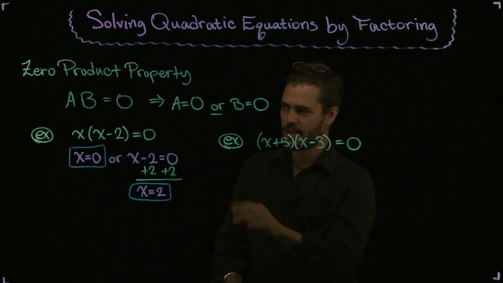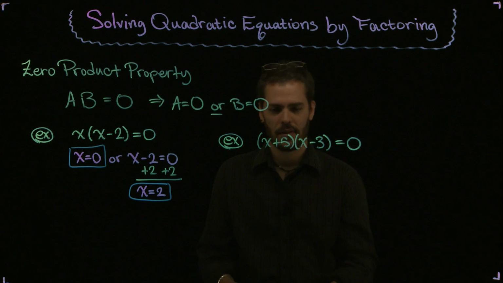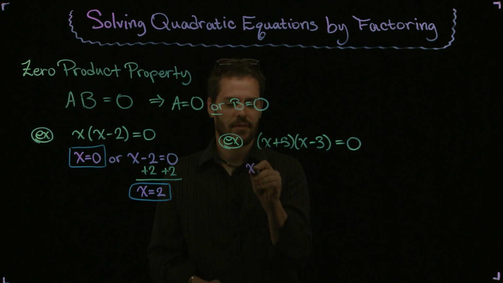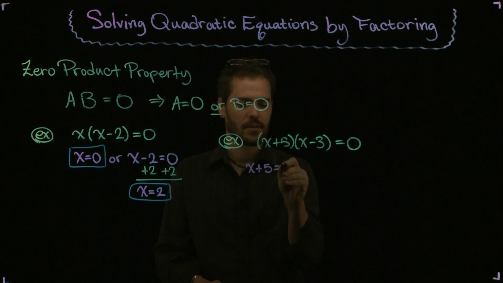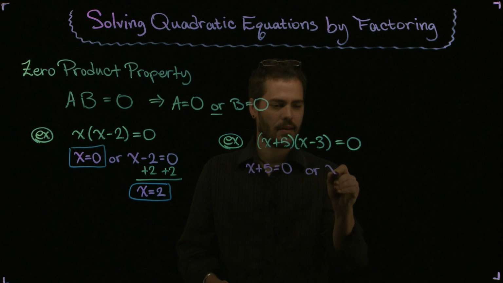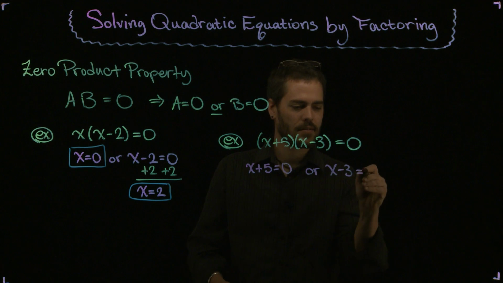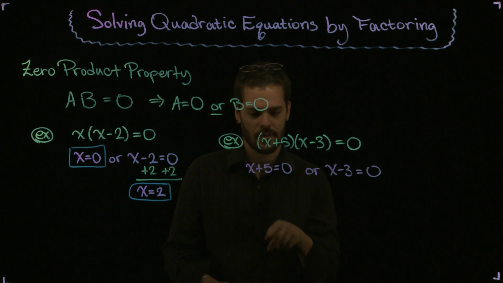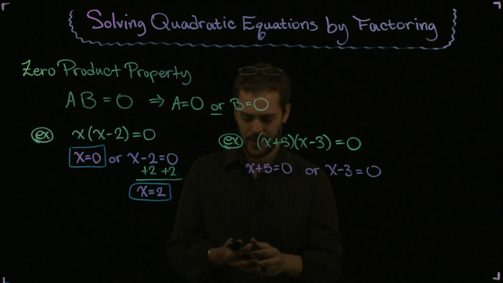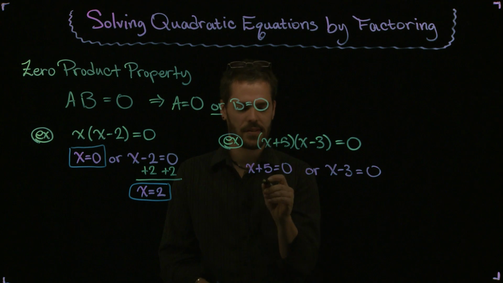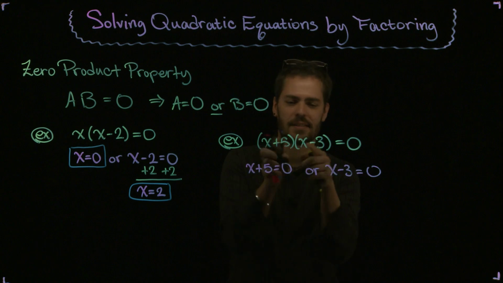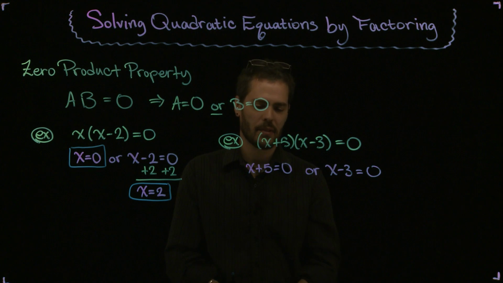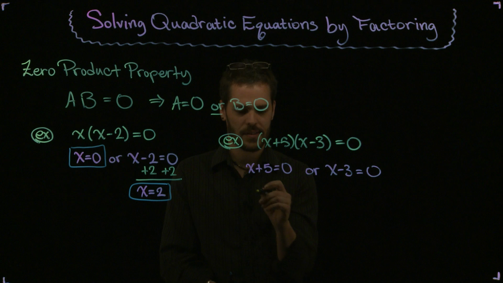To take the additional steps, just to show all of what I'm doing, I could say x plus 5 is 0, or x minus 3 is 0. And this is a statement simply of the A equals 0 or B equals 0. Here's my A, there's my B. So solve both of those equations. And this is important actually to do as these things get a little bit more complex and it's hard to visualize the solution from the beginning. So knowing how to do this step is good.